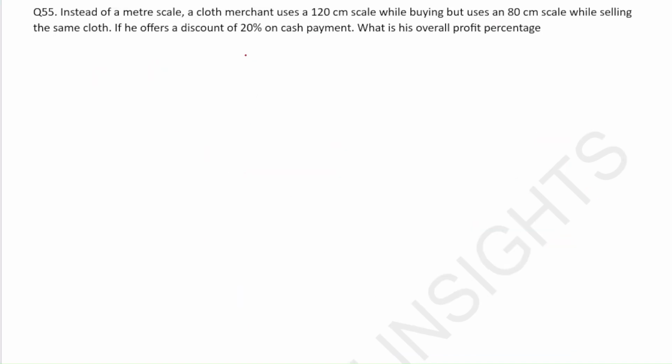Next question. Instead of a meter scale, a cloth merchant uses a 120 centimeter scale while buying. Now he uses an 80 centimeter scale while selling the same cloth. If he offers a discount of 20% on cash payment, what is his overall profit percentage? So just think, you always have to think from the shopkeeper's or the dealer's perspective. So in this case, the merchant's perspective.